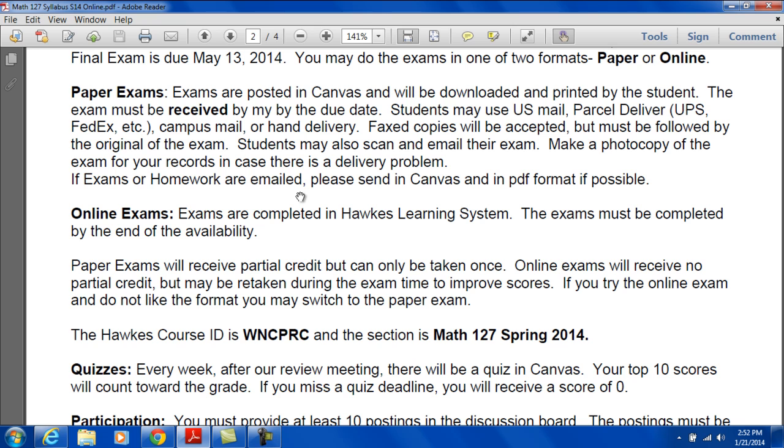If exams or homework are emailed, please send in Canvas and in PDF format if possible. That's really important. Easier for me to read, especially if it's one bundle. Like if the homework is one bundle and the exam is one bundle, don't do them together, but they should be separate. But I want one whole thing for the exams if possible. Otherwise it's hard to print out every single page instead of having just one thing to print.